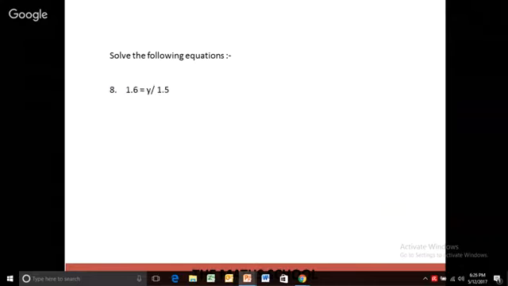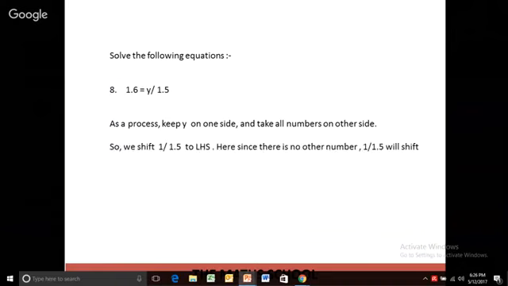Next is 1.6 is equal to y upon 1.5. Again retain y on one side, take numbers on the other side. So 1 upon 1.5 is taken to left hand side. It will go to numerator. So it becomes y is equal to 1.6 into 1.5. Y is equal to 2.4 is the answer.